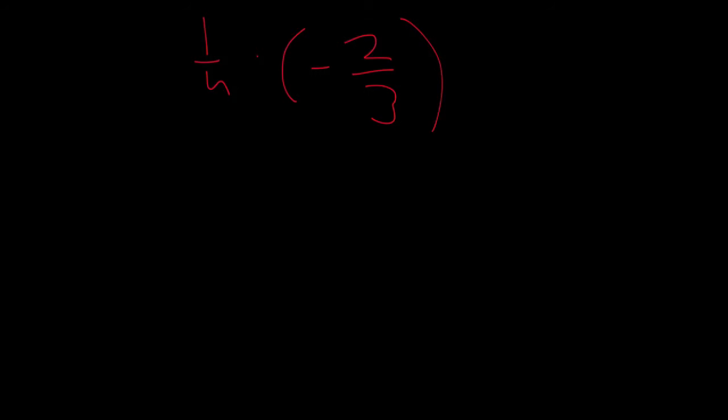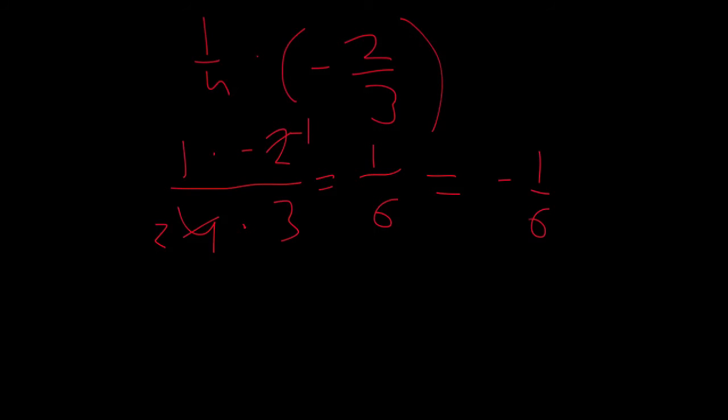Since the problem is already rewritten, we'd simply do this. 1 times negative 2, 4 times 3. Alright, so these cancel out. 2, 1. Alright, so 1 times 1 equals 1. And 2 times 3 equals 6. This equals negative 1/6.